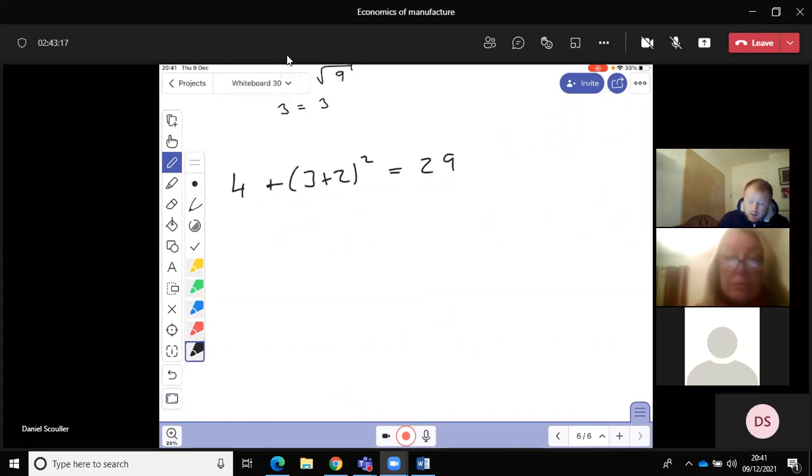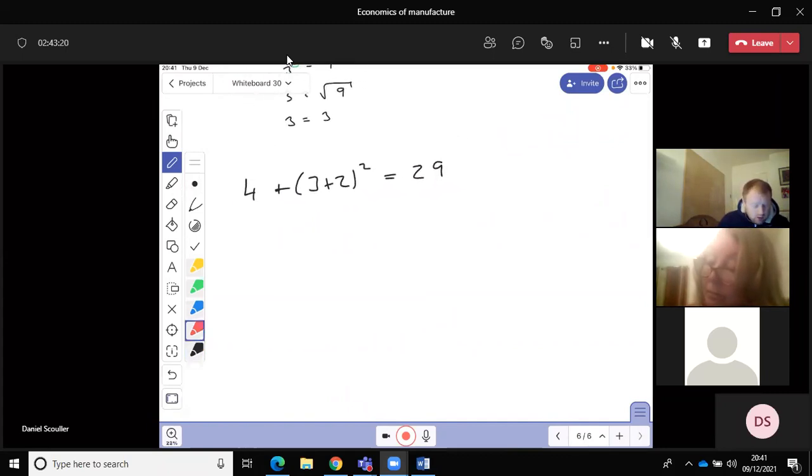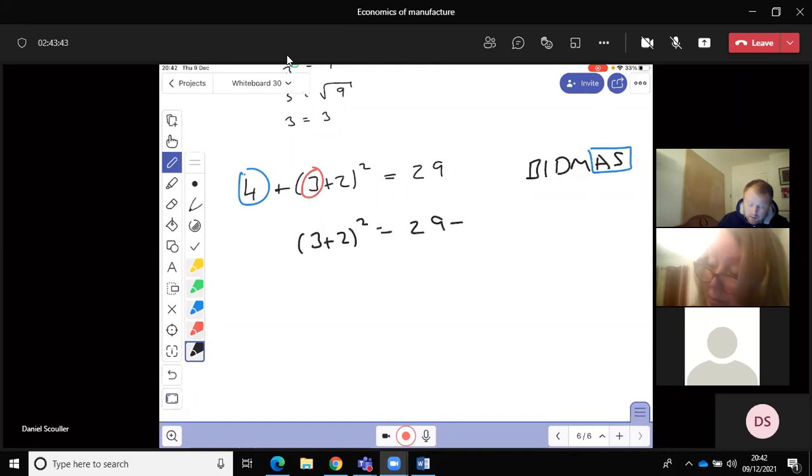What do we want to leave here? Let's leave the 3. So we want to move everything over to the right hand side, leaving the 3. Again, we're going to reverse BIDMAS. Is there any add and subtract? Yep. So we move that first. We're left with 3 plus 2 squared, 29 minus 4. So 3 plus 2 squared equals 25.